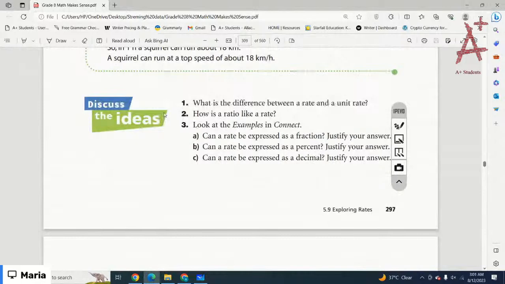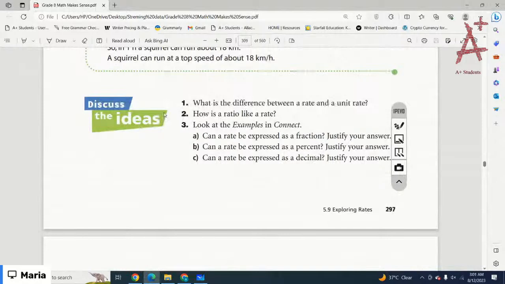The next one is how is ratio like a rate? Okay, you have to see ratio and rate, how they are seen. A rate is like a ratio between two things with different units, right? So if two things have different units, that means ratio is like a rate.